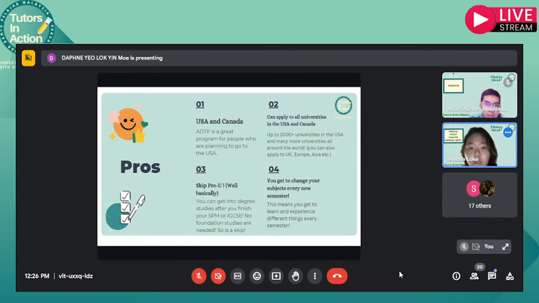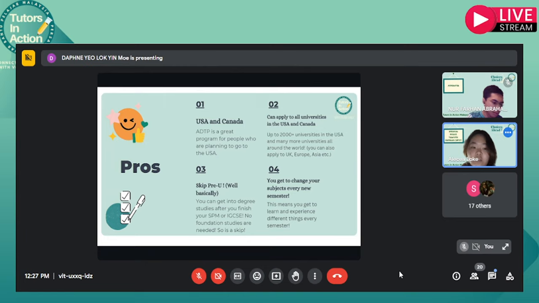So here are the pros. ADTP is highly recommended for people who want to go to USA and Canada, and it is a great program because you're saving time and money if you want to go to those countries. At the same time, you also get to explore and study in the country and graduate there. And you can also apply to all universities in USA and Canada, because in the US and Canada, all universities accept transfer students. There are more than 2,000 universities in the USA and more all around the world. And you can also apply to countries in Europe, Asia, or Australia, because they all accept transfer students. You just have to check with the university you want to go to.